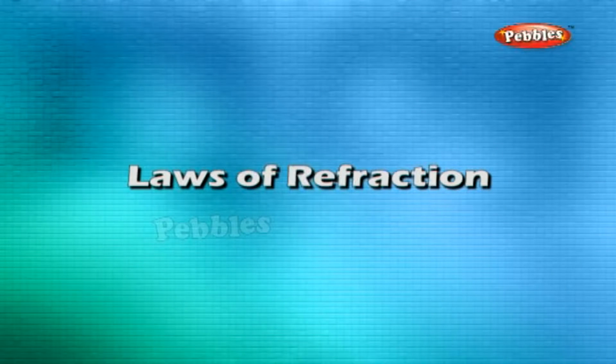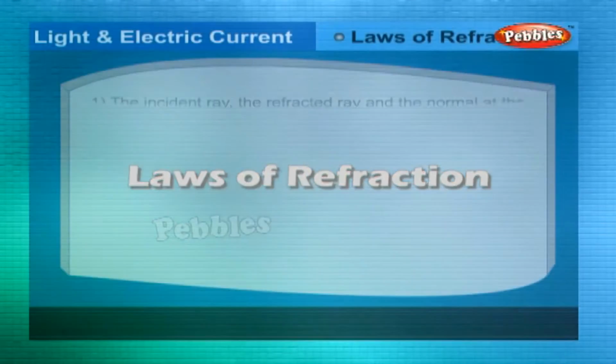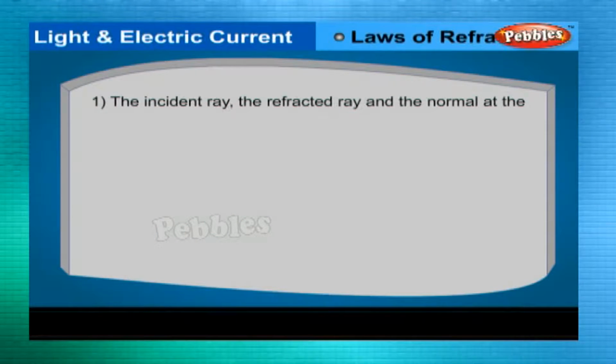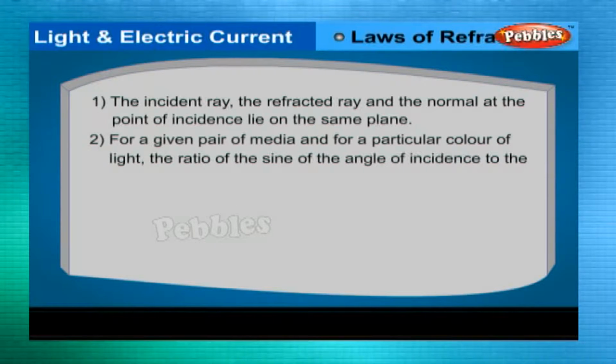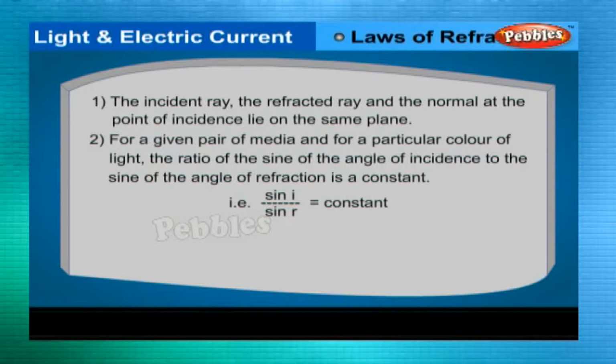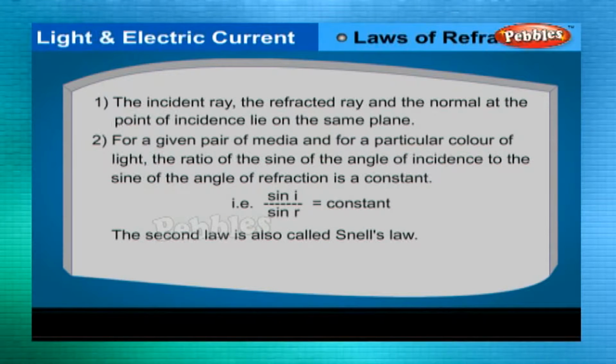Laws of refraction. The incident ray, the refracted ray, and the normal at the point of incidence lie on the same plane. For a given pair of media and for a particular color of light, the ratio of the sine of the angle of incidence to the sine of the angle of refraction is a constant. That is, sin i by sin r is equal to constant. The second law is also called Snell's law.